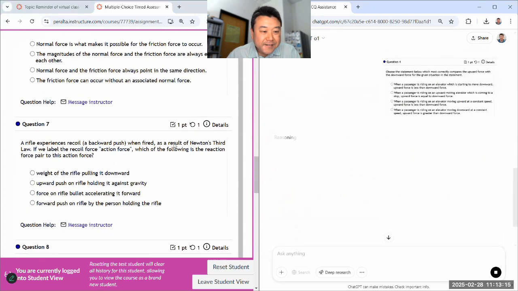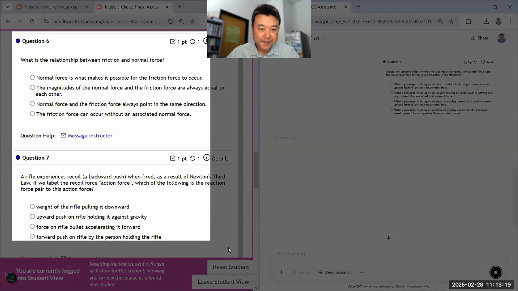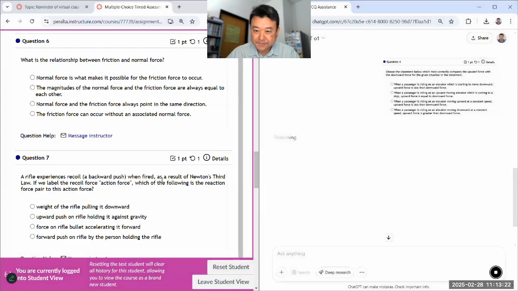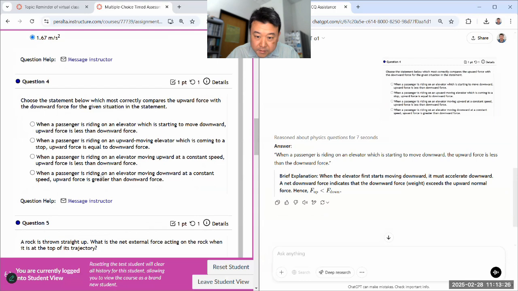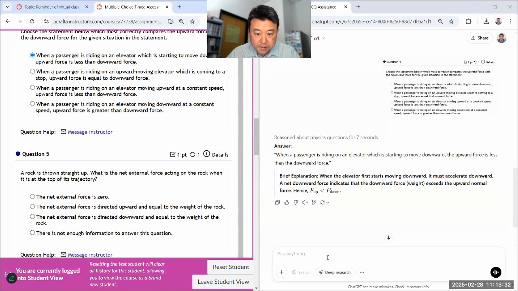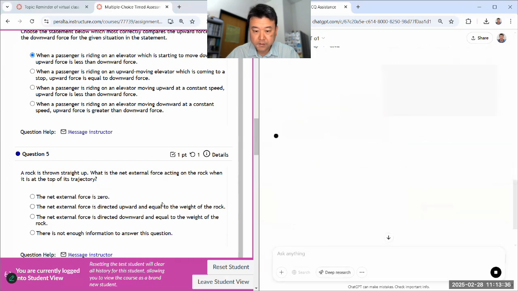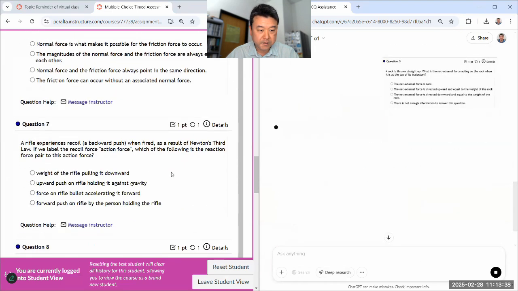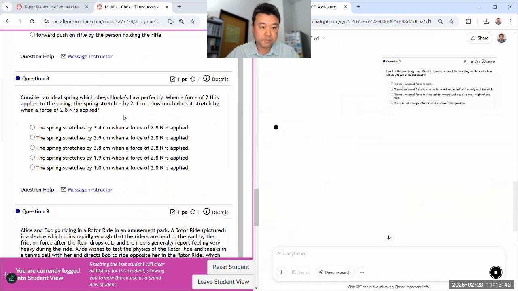Yeah, 6 and 7, I think I can do those at the same time. When a passenger is riding on an elevator starting to move downward. Okay, and then I think that's 5 in the buffer, and 6 and 7 were in the immediate next buffer. Let me look at it. Yeah, 8 will have to go on.